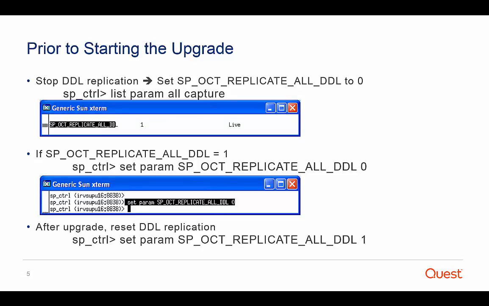Prior to beginning the upgrade, look in sp_ctrl list param all capture to see whether SP_OCT_REPLICATE_ALL_DDL is set to 1. If so, set it to 0, as DDLs generated by ora_setup can cause issues. You may set it back to 1 once the upgrade completes. Please refer to the reference guide for more information regarding this parameter.